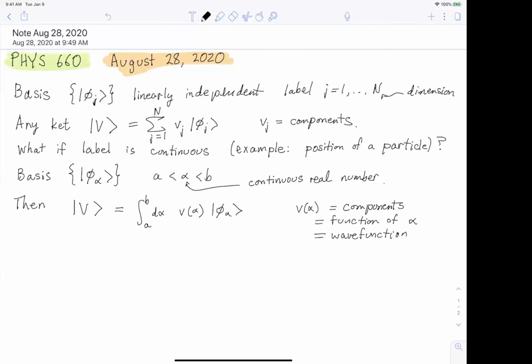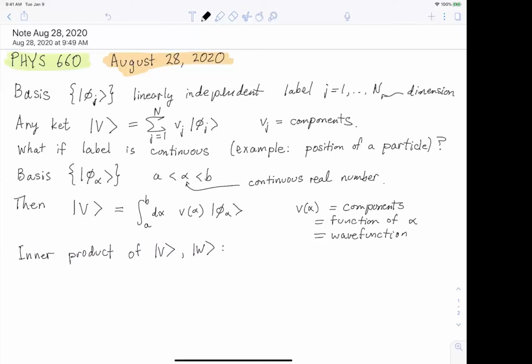Okay, so that's an aside. For today, we're not going to talk very much about continuous labels, but that's how you would do it if you had to. The other thing we did last time is we introduced the concept of an inner product of two kets. Let's call them V and W.